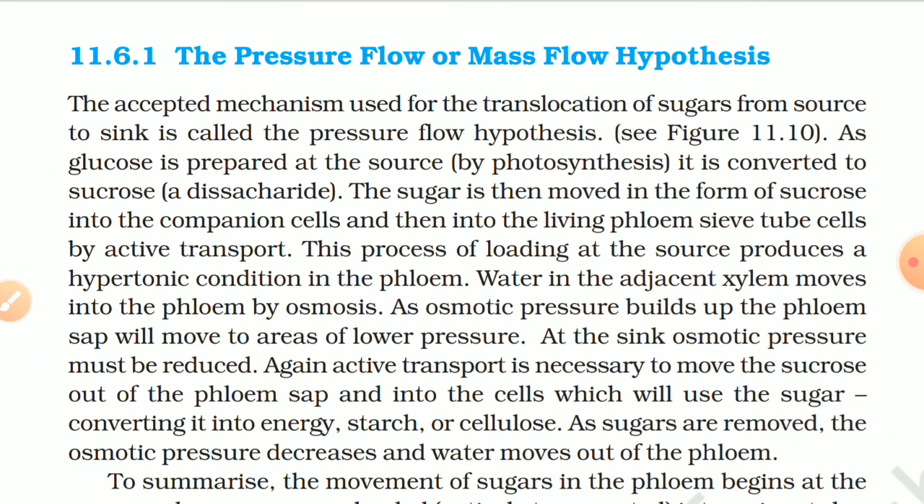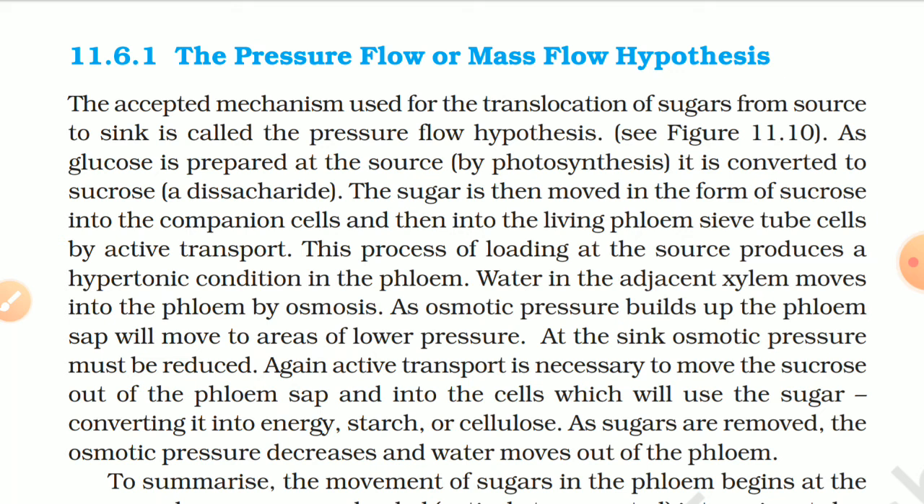11.6.1 The pressure flow or mass flow hypothesis. The accepted mechanism used for the translocation of sugar from source to sink is called the pressure flow hypothesis. See figure 11.10. As glucose is prepared at the source by photosynthesis, it is converted to sucrose, a disaccharide. The sugar is then moved in the form of sucrose into the companion cells and then into the living phloem sieve tube cells by active transport. This process of loading at the source produces a hypertonic condition in the phloem.